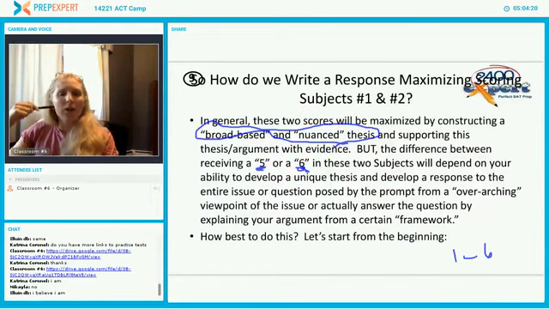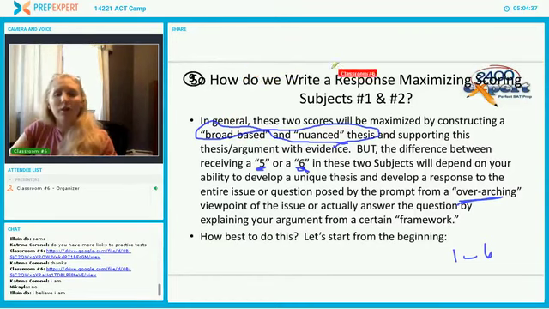Okay. So the difference between a 5 and a 6 will depend on your ability to develop a unique thesis and develop a response to the entire issue or question posed by the prompt from an overarching viewpoint. Okay. So overarching, nuanced, broad-based, these are the themes that we're going to talk about that you need to focus on when writing your essay.